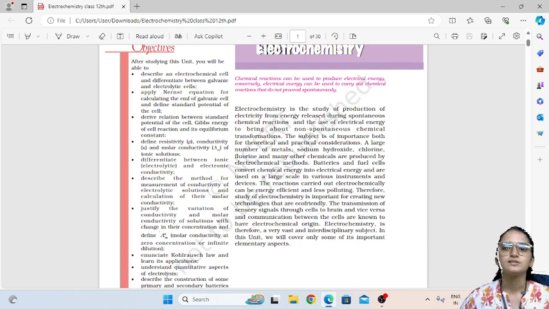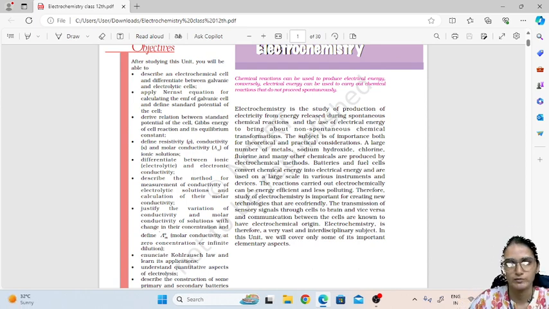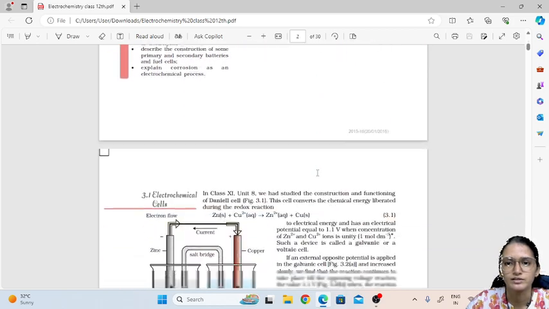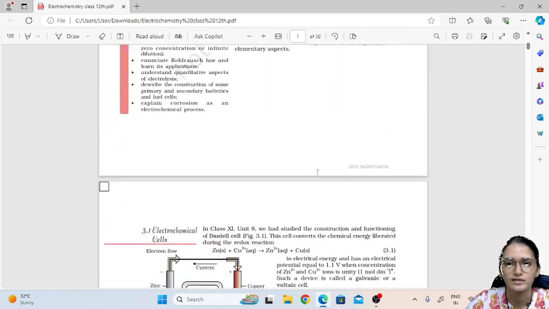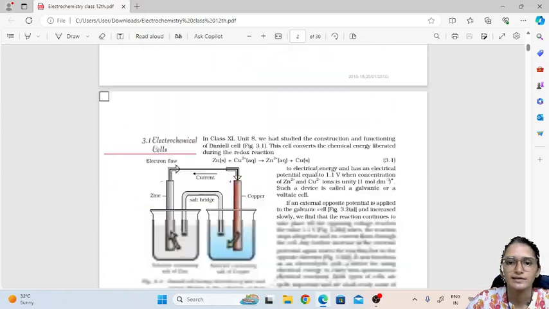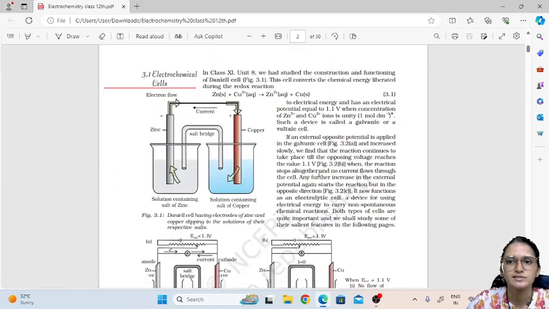Now in this electrochemistry we will be studying two types. In the first, we will be producing electricity from energy release, meaning from the chemical reaction energy, and in the second type, we will be using electrical energy to bring about the reaction. So you will understand as we go through the reactions. Now let us first study electrochemical cells.